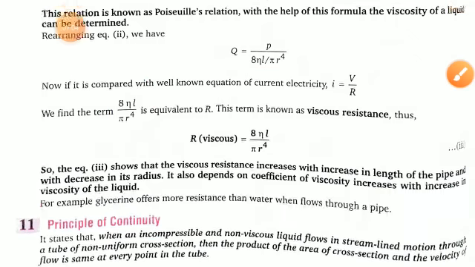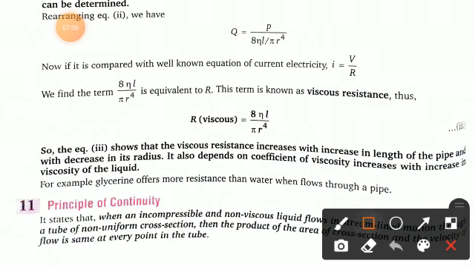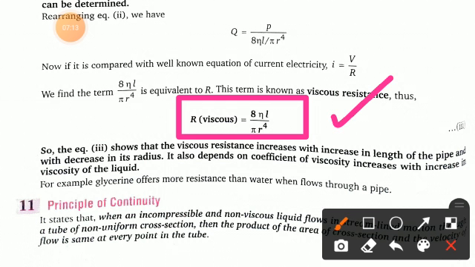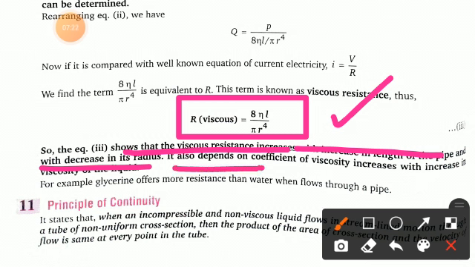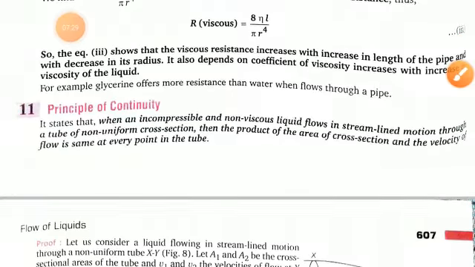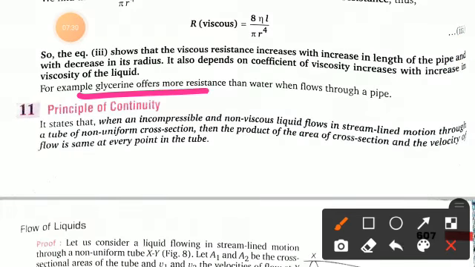So this term is known as the viscous resistance. How will you define the viscous resistance? R viscous is equal to 8ηL by πr⁴. This is your equation number 3. Equation 3 shows that the viscous resistance increases with the increase in the length of the pipe and with decrease in its radius. It also increases with increase in the viscosity of the liquid. For example, glycerine offers more resistance than water when flowing through a pipe. I hope you understand it.